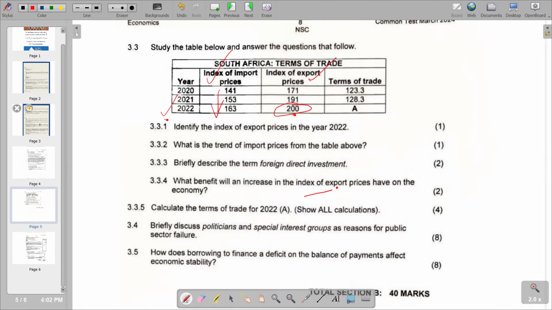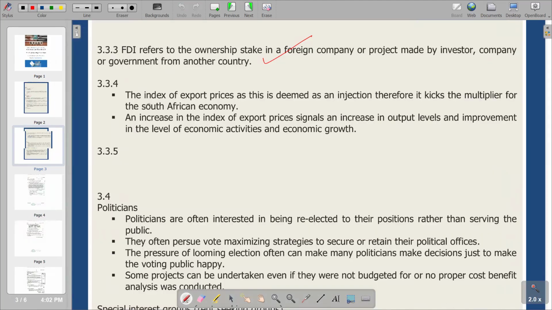So we can try to see according to our answer section, whereby saying the index of export prices, as this is deemed as an injection, therefore it kicks the multiplier for the South African economy. So it leads to an increase of the multiplier. And then an increase in the index of export prices signals an increase in output levels and improvement in the level of economic activities and economic growth.